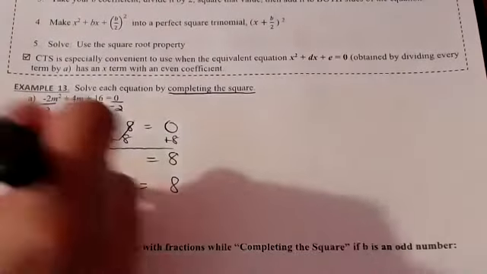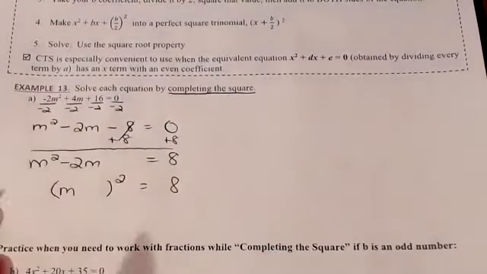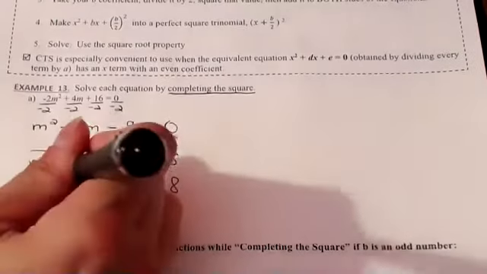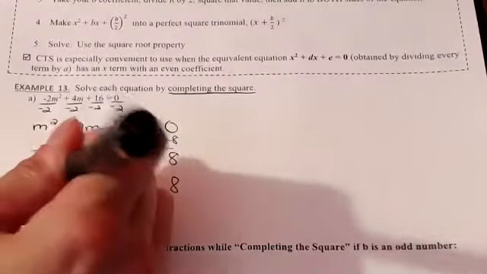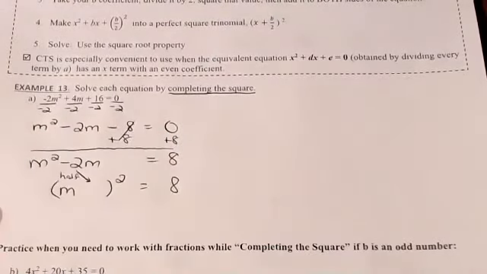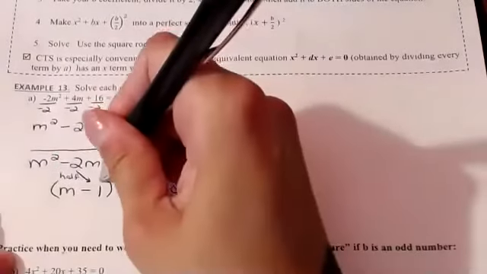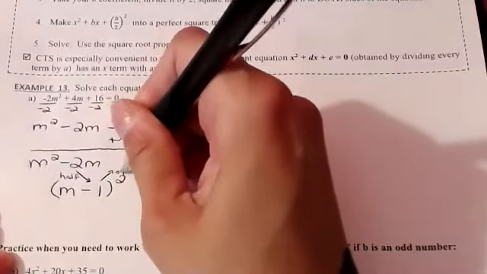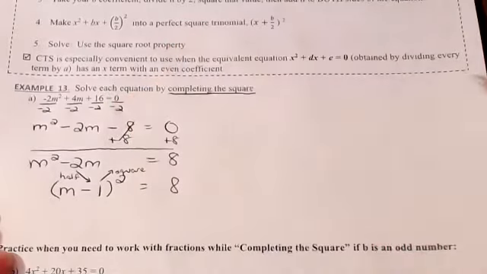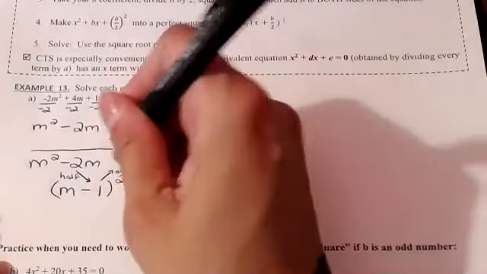We know our leading term is m. So we want to take half of our b term, right? So we want to take half of -2, which is -1. And then we want to square our -1. So we want to square it. -1 times -1 is +1.